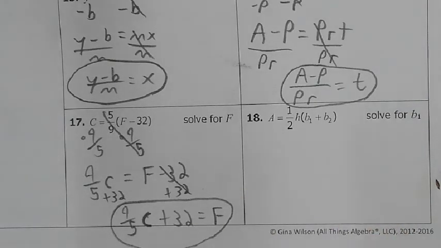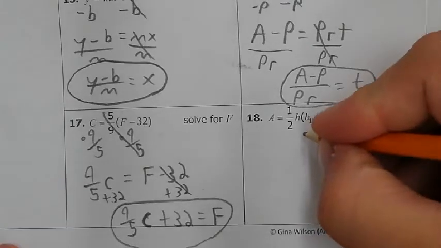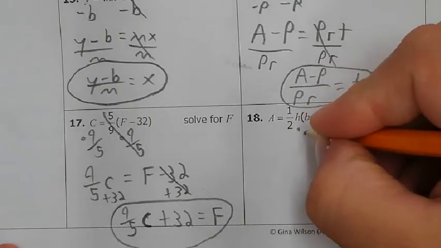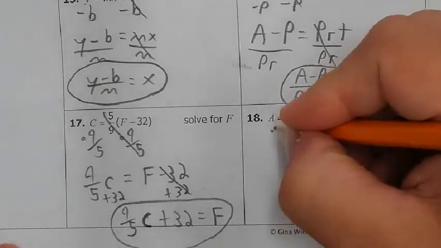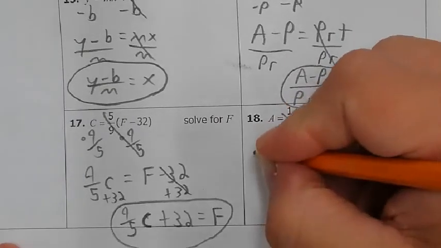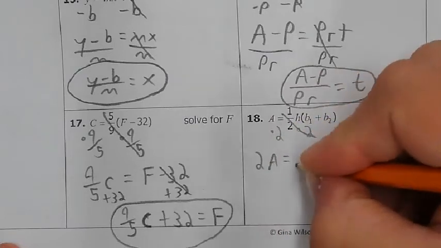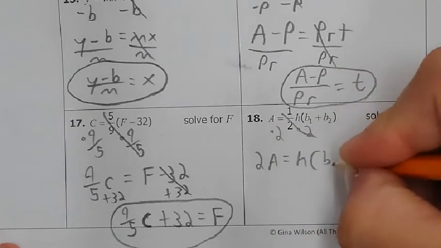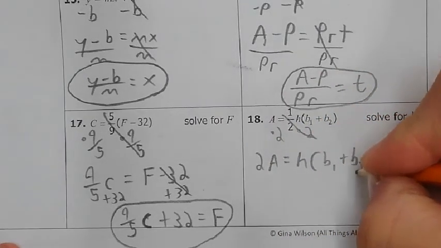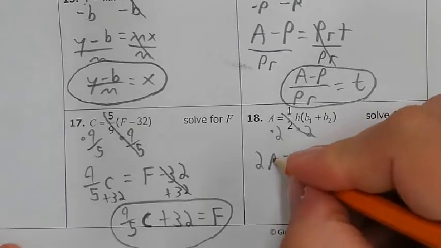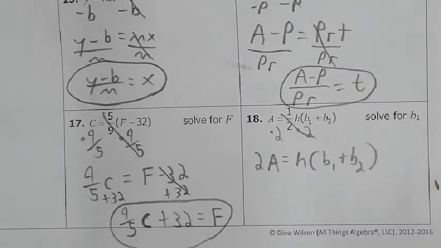Okay, and then 18. We've got to get b1 by itself. So what are we first going to multiply by? The reciprocal, which is 2 over 1, or just 2. And that's going to give you 2A equals h times b1 plus b2. That's base 1 and base 2. This is the area of, I believe, a trapezoid.